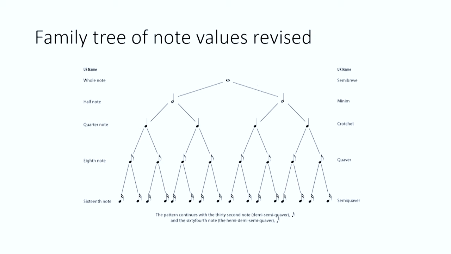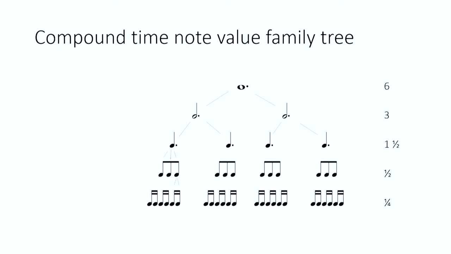But there is a slightly different family tree when we are dealing with compound time. Now remember, compound time is where the pulse divides into 3. So look at the middle line where there are dotted crotchets.